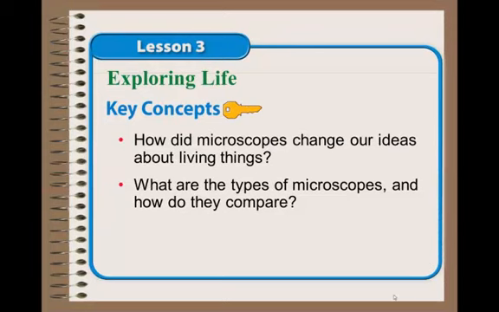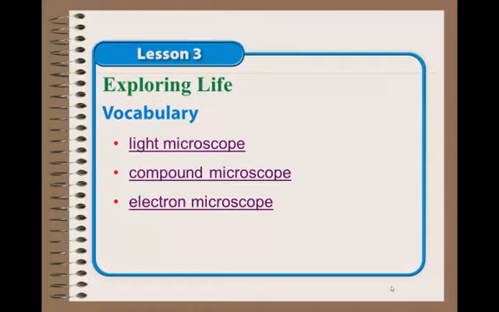So as we go through this lesson, here are the key concepts, so make sure you're looking for these answers. How did microscopes change our ideas about living things? Because that's what we're talking about, classifying organisms. And what are the types of microscopes and how do they compare? The main vocab in the types of microscopes are the light microscope, the compound microscope, and the electron microscope.